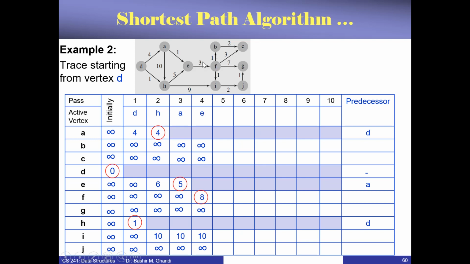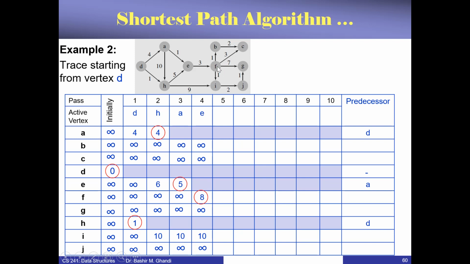Okay, if you are at F, you can now reach almost all the vertices. We can reach B, E, C, G, and I. The only vertex that we still cannot reach is J. So what are the costs?